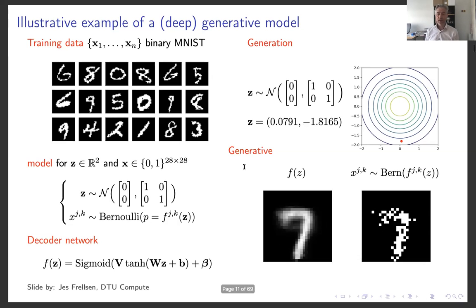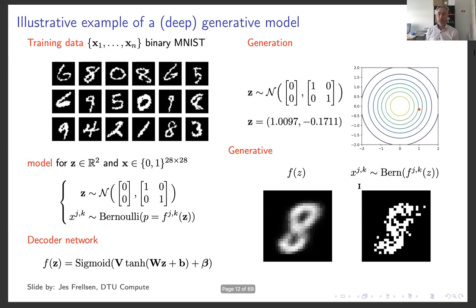We can do this again. We draw a new point down here, and this part of the latent space represents 7s, and then we can generate a 7, and we can take a new point over here, and that will represent an 8, and we'll get this generated data point.